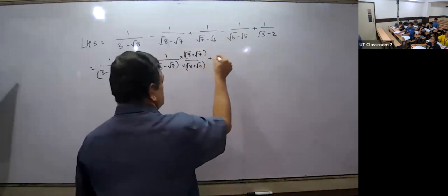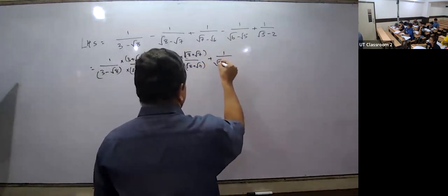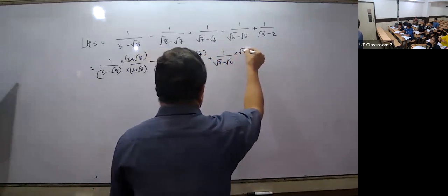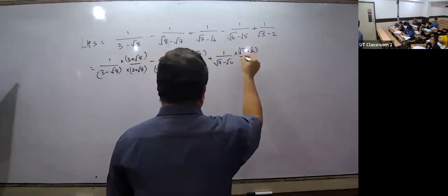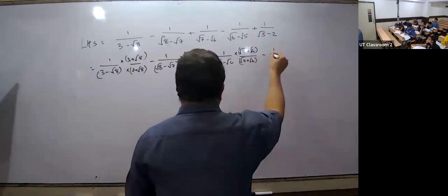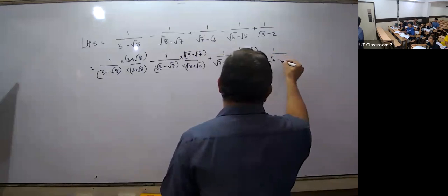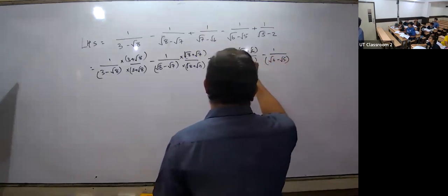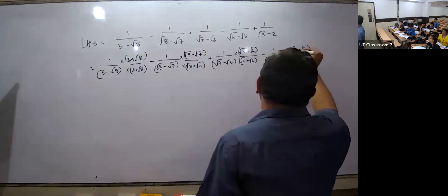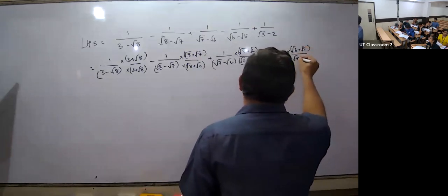Then plus, what is the next step? Root 7 minus root 6. What is to be multiplied and divided by? Root 7 plus root 6. And here, root 7 minus 1 upon root 6 minus root 5. What is to be multiplied and divided by? Root 6 plus root 5, and upon root 6 plus root 5.